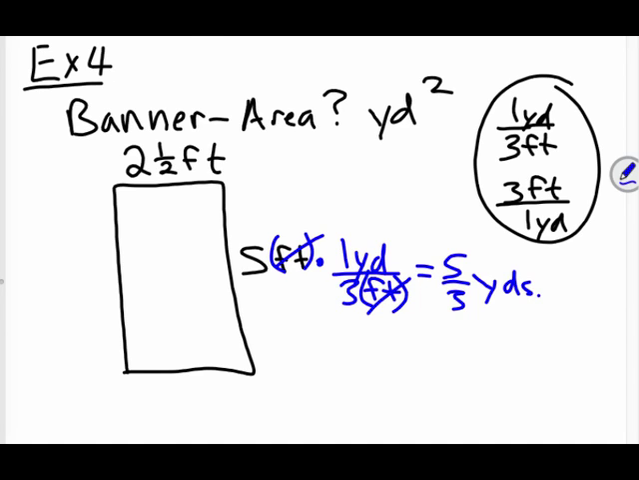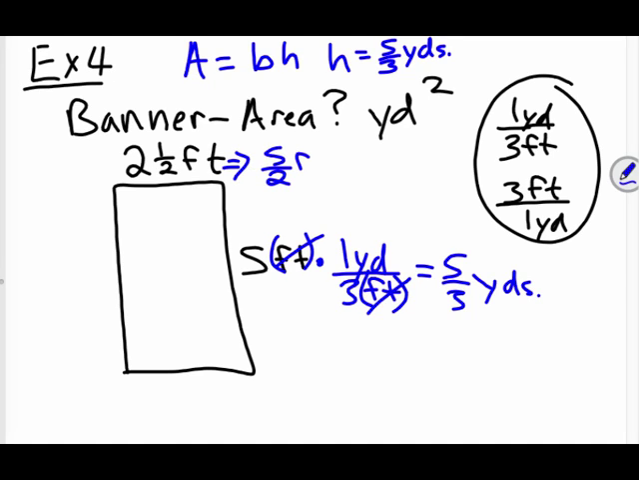I mean, the area is easy, right? Because the area of a rectangle is just going to be base times height, but we have to do this conversion stuff. So we could say that the height is equal to 5/3 yards, and then now we got 2.5 over here. What's a better way to do that? 2.5. Yeah, or 5/2. Let's try that. So we would say this one is 5 over 2 feet.